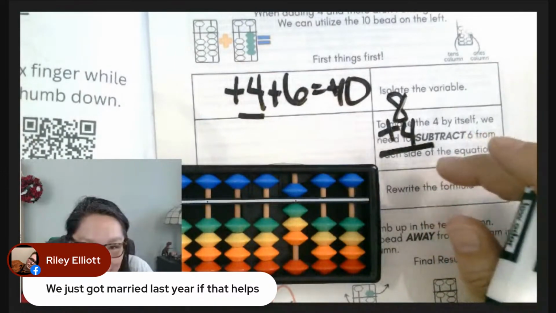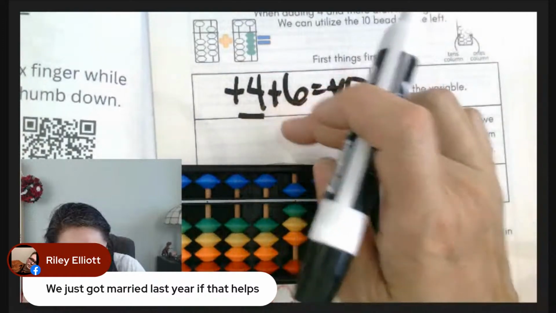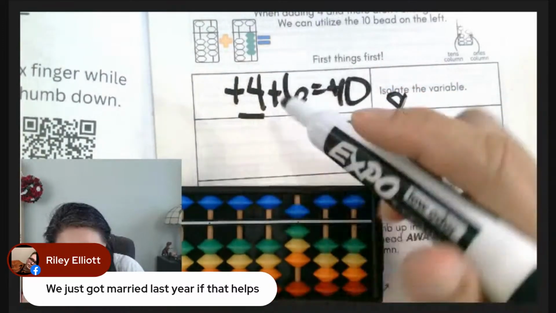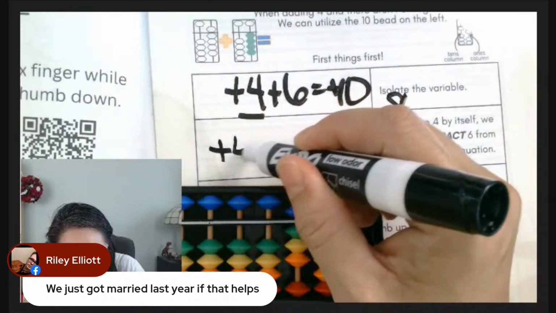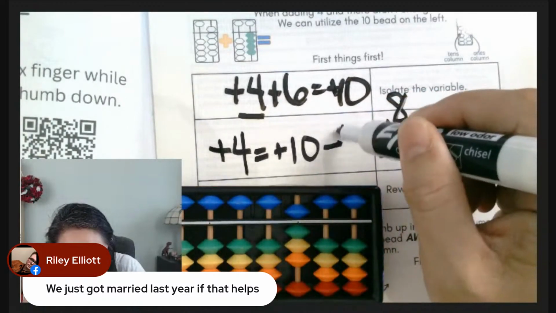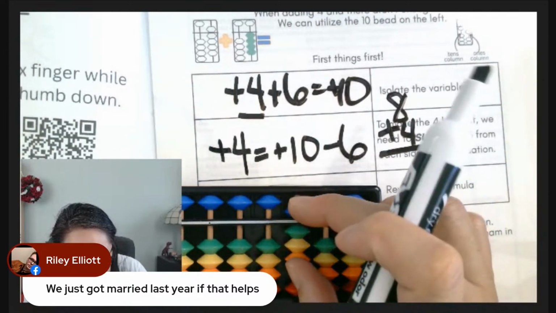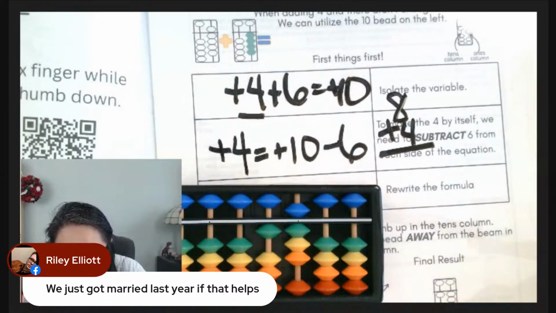So what we're trying to do is we're trying to add a 10. We're trying to add a 4. When we add the 4, what we're going to do is we're going to isolate the 4. When we isolate the 4, we have 4 equals to plus the 10 minus 6. So when we want to plus the 10, we're going to take away the 6.